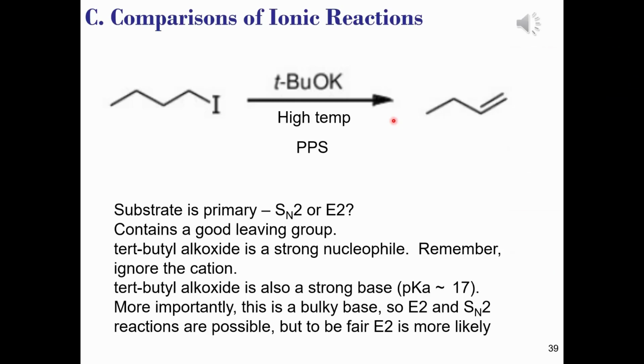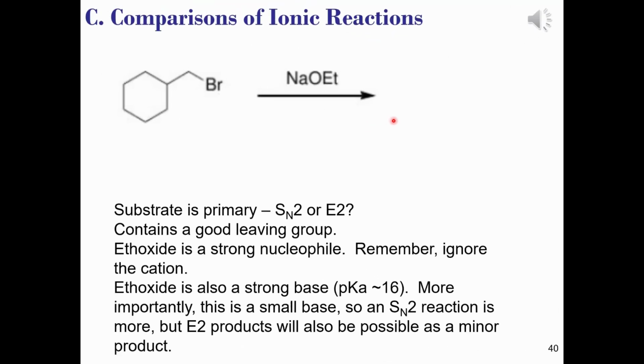Okay, so remember, you're going to get more of the Hoffman product in this case. Time for another example. In this reaction, we first consider the substrate. Seeing as the substrate is primary, again we're limited to SN2 or E2. We have a good leaving group, so we don't have to worry about this.